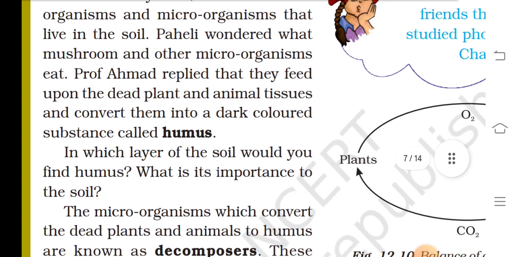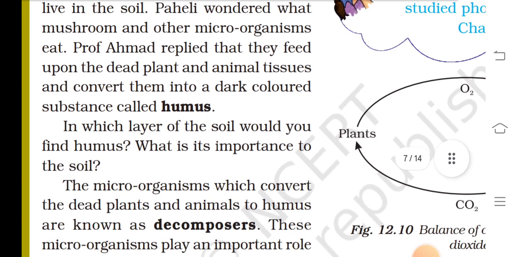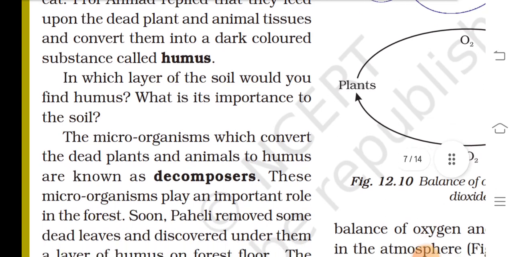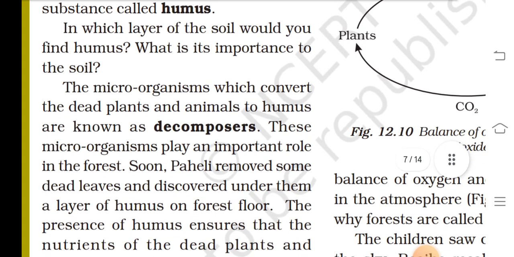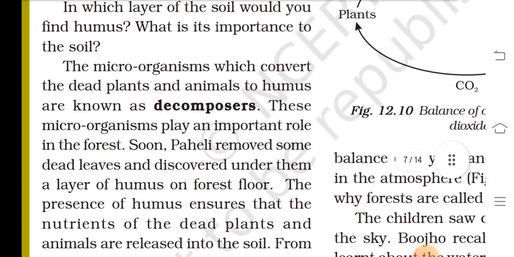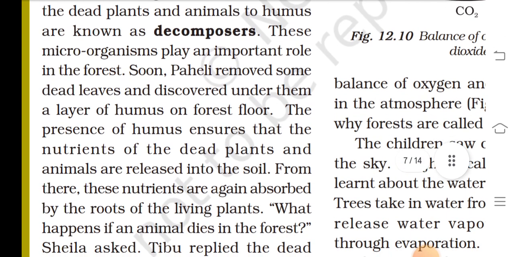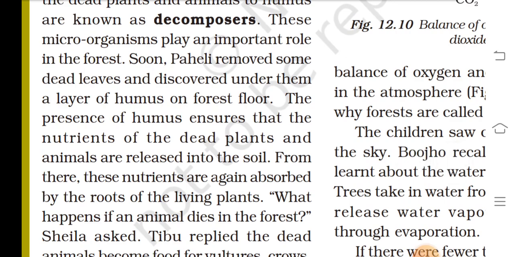in the soil. Paheli wondered what mushrooms and other microorganisms eat. Prof. Hamid replied that they feed upon the dead plant and animal tissue and convert them into a dark colored substance called humus. In which layer of the soil would you find humus? What is its importance to the soil? The microorganisms which convert the dead plants and animals to humus are known as decomposers.